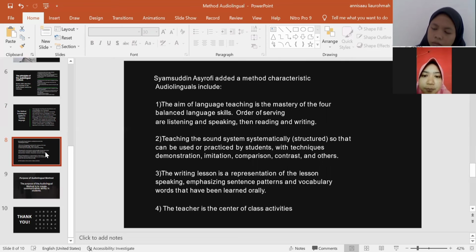Number three, the writing lesson is a representation of the speaking lesson, emphasizing sentence patterns and vocabulary words that have been learned orally. Number four, the teacher is the center of class activities.